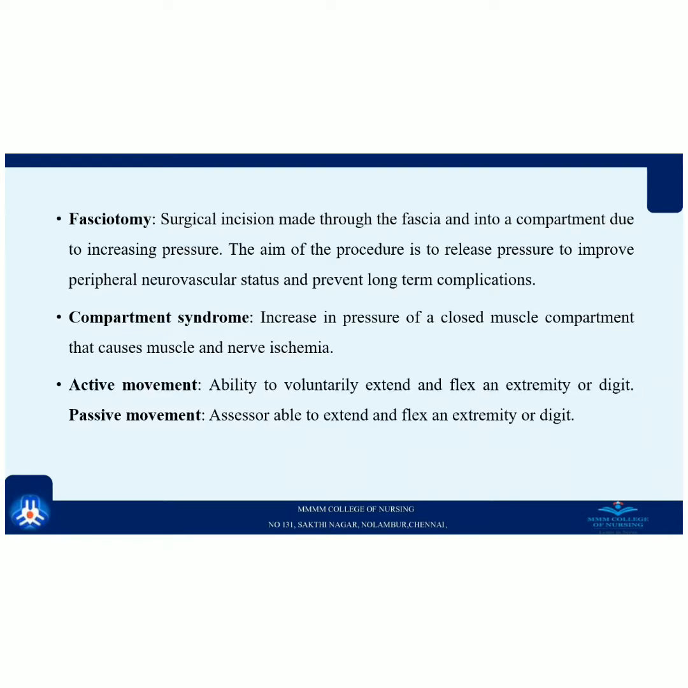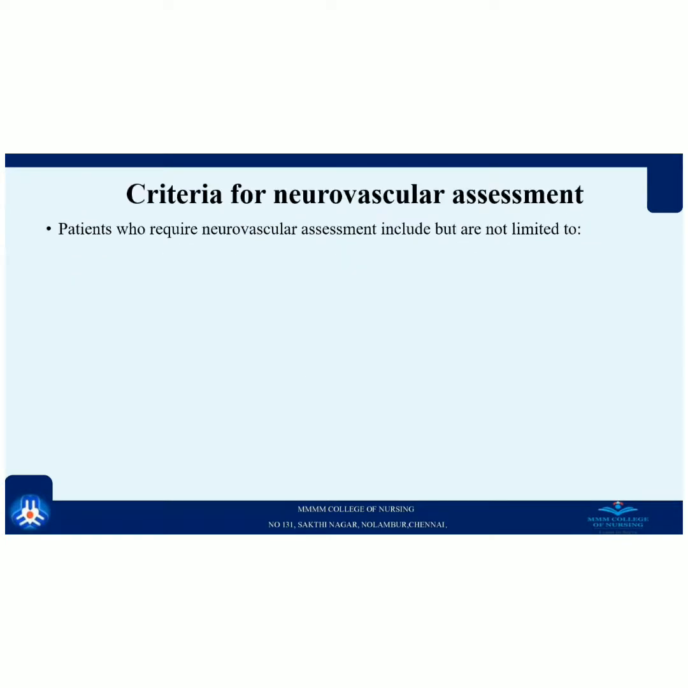Active movement. It is the ability of an individual to voluntarily extend and flex an extremity or digit. Whereas passive movement indicates that the assessor is able to extend or flex an extremity or digit of the patient, where the patient requires somebody else's help to move the part of the body. Next, we'll see criteria for neurovascular assessment.